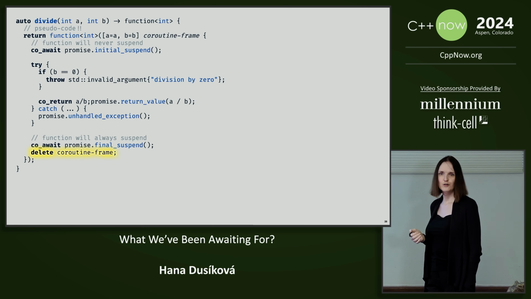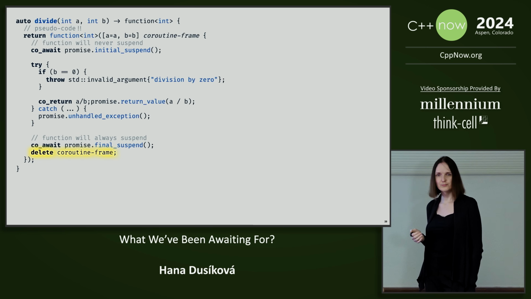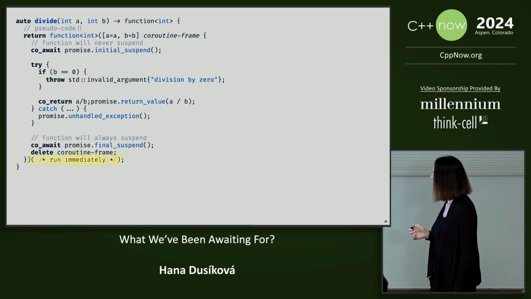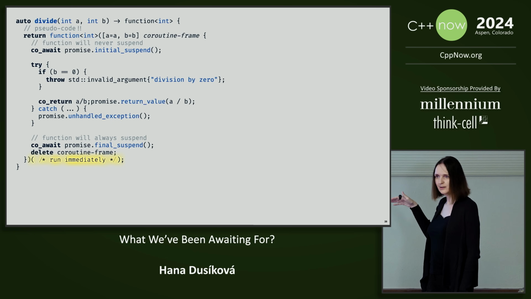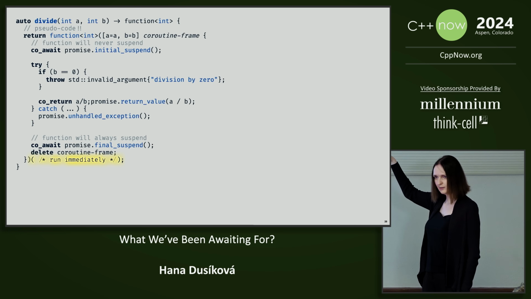If it's technically possible to move or copy an object depending on the arguments, then okay. But if your object states move constructor equals delete and copy constructor equals delete, then no, you can't. All right, let's move on. And it will run immediately. It depends on you whether the initial suspend will suspend. Otherwise, it will continue immediately.